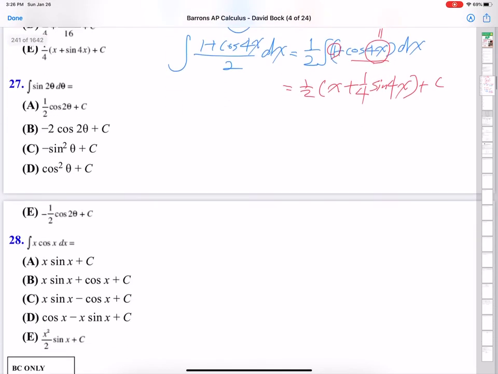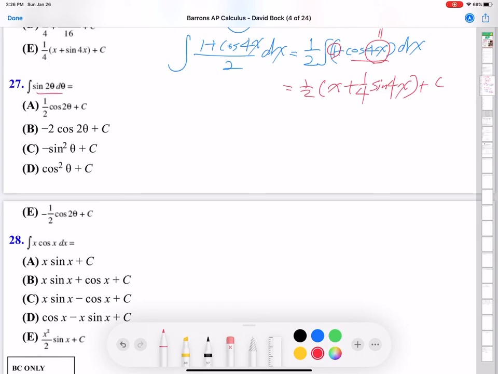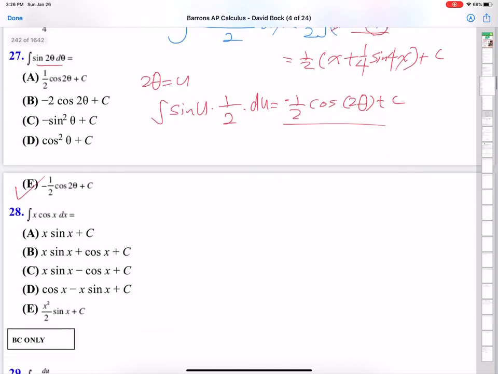Number 27. Yeah, just 2 theta is the u part. Integral sine u times 1 over u prime du. 1/2 came out. Integral sine is negative cosine u, and then u was 2 theta. Simple. Negative 1/2 cosine 2 theta plus c. Yeah, E is the answer. E is the answer.